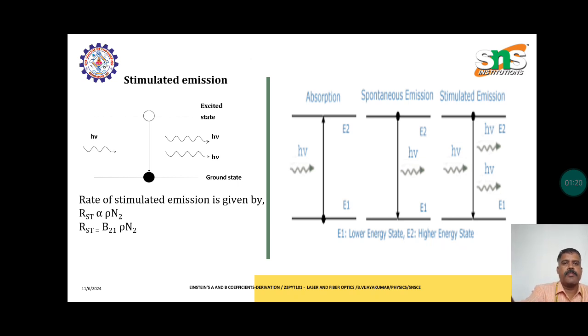Stimulated emission: one photon is induced, but two photons will exist. That is a stimulated emission. So the rate of stimulated emission is given by R_ST, directly proportional to rho n2. R_ST equal to B21 rho n2.